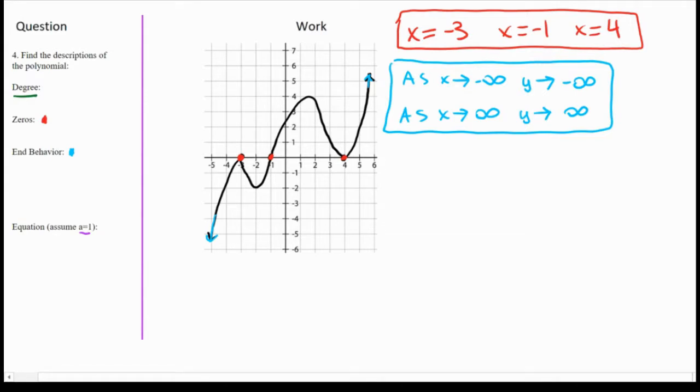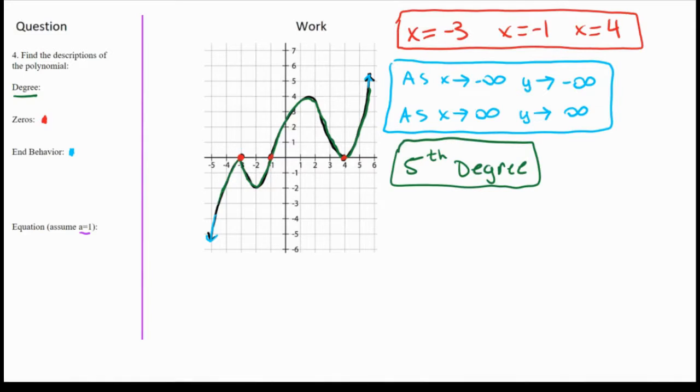So what I mean by turns is that if I were to follow this line, I'm starting by going uphill here. So that's 1 degree. Then down is 2, up again is 3, down is 4, up again is 5. So this is really going to be a 5th degree function. And we'll talk about how it looks in the equation in just a second.